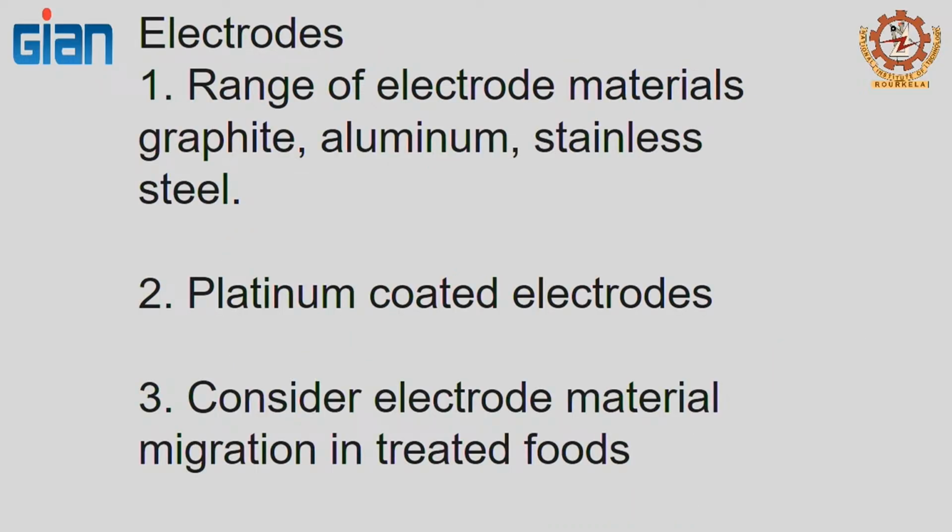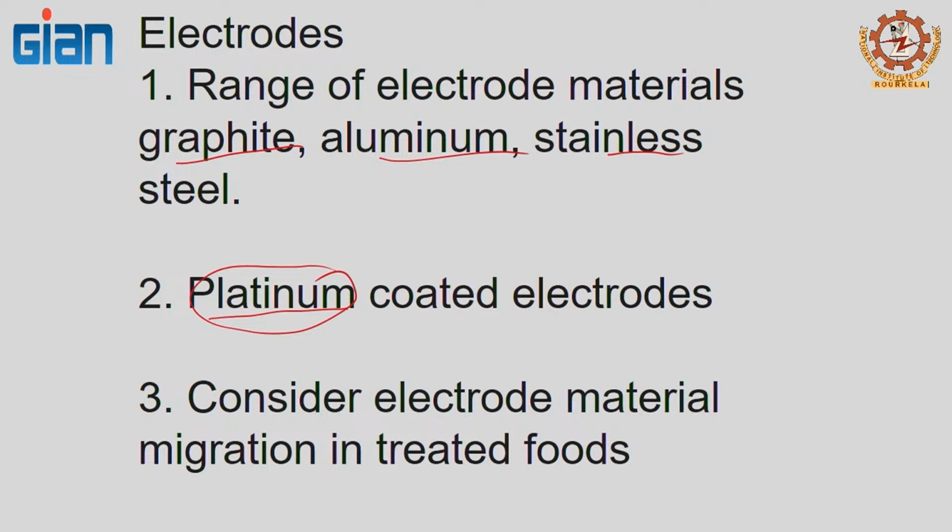Now, what type of electrodes do people use? There are different electrodes that can be used. The electrodes may be made of graphite, aluminum, stainless steel. Now, when you use different metal electrodes, you can potentially have what they call electrolysis. That can potentially introduce some undesirable compounds. So, what they do is they coat the electrodes with platinum so that they stay inert. You only pass the electricity, and it does not interact with the product.